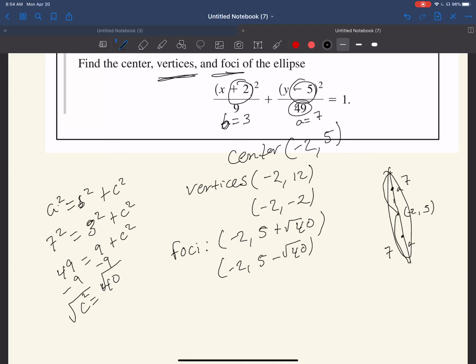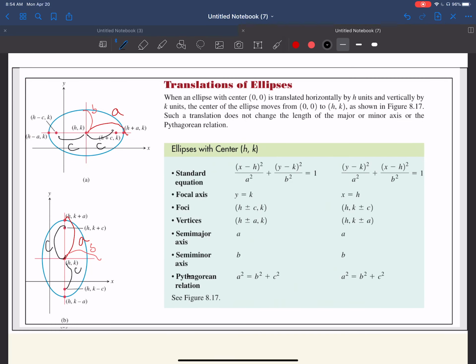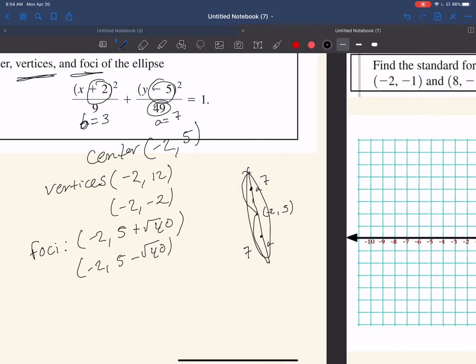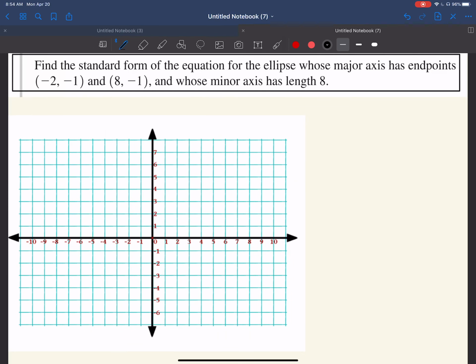Keep in mind that you do have to figure out if it's vertical or horizontal, because depending on which one you're using, make sure you use the correct equations and how to find them. On the next one, they're going to give you some properties, and your job is to figure out what the actual equation for the ellipse is. So find the standard form of the equation of the ellipse with the major axis endpoints of negative 2, negative 1, and 8, negative 1, and whose minor axis has a length of 8.